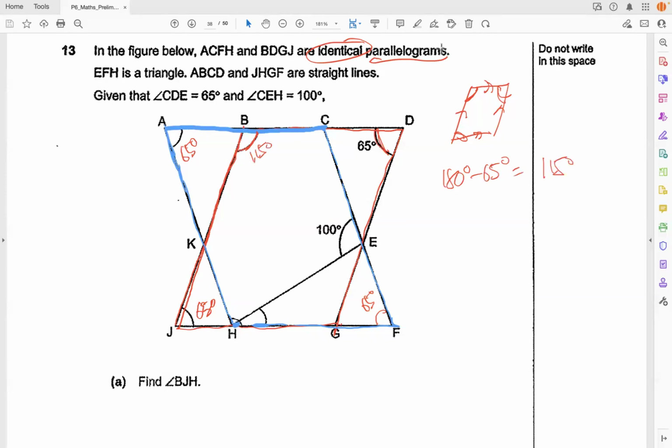Okay, let's see what information I can use. So the first angle, BJH. Where is BJH? Oh, 65. There you go, 65 degrees. Okay. Next angle is DBJ. Where is DBJ? DBJ is here. Okay, angle DBJ is equal to 115 degrees. Next angle, EHF.